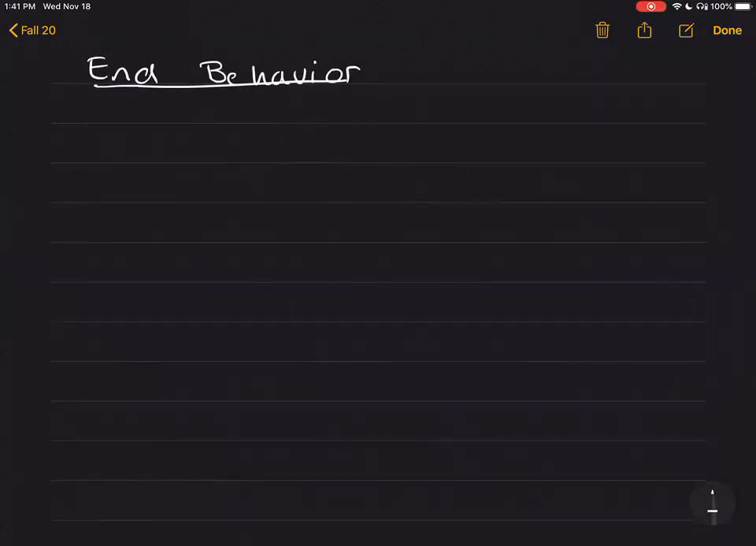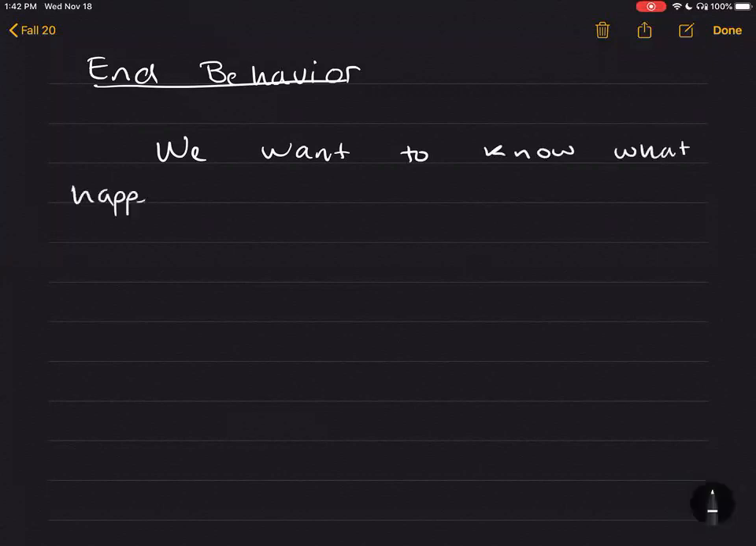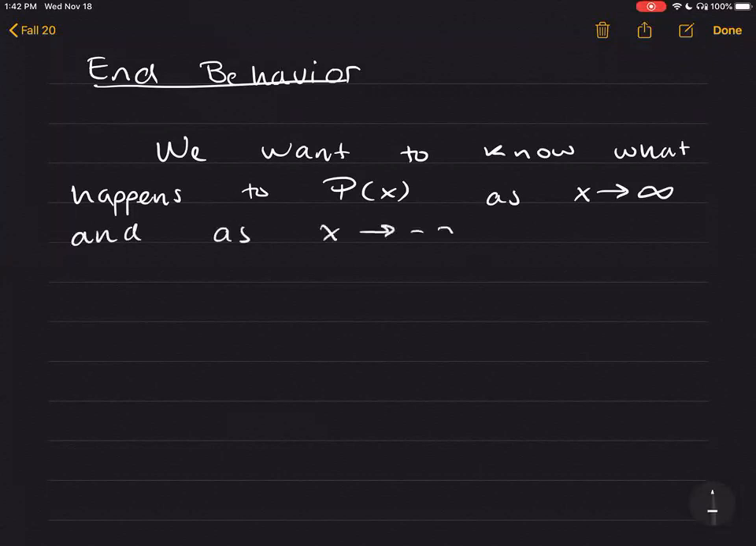So end behavior basically means we want to know what happens to our polynomial function p of x as x goes to infinity. So we want to know what happens to p of x as we get x bigger and bigger and bigger. And we also want to know what happens as x goes to negative infinity. So x gets bigger and bigger, but it's negative now. So more and more negative, more and more off to the left side of the graph. Okay.